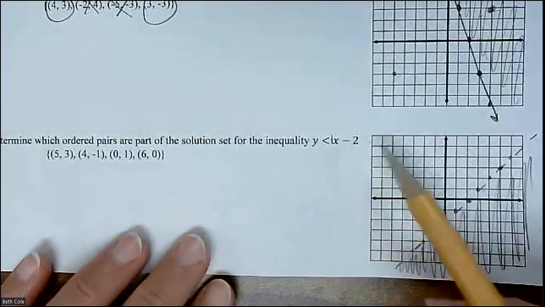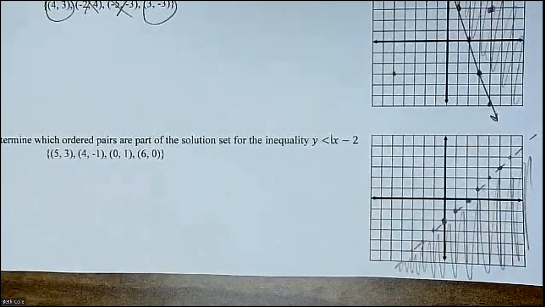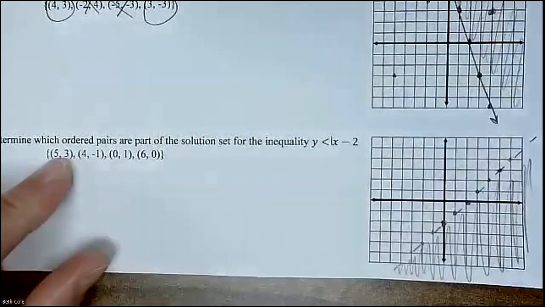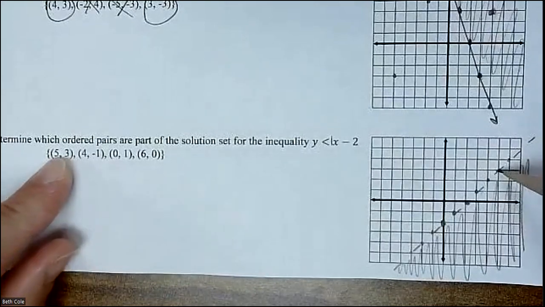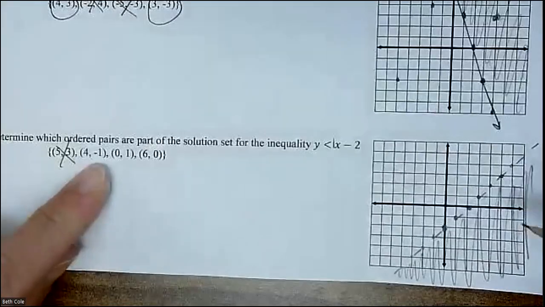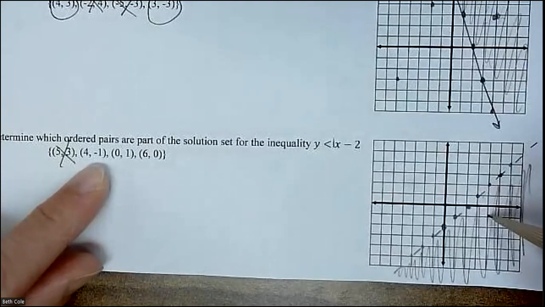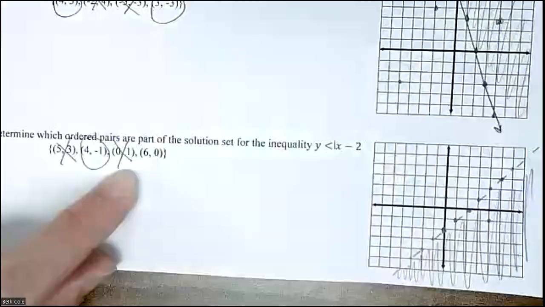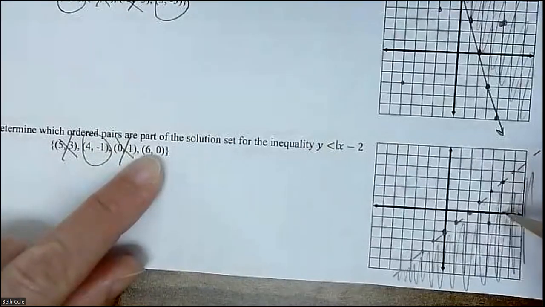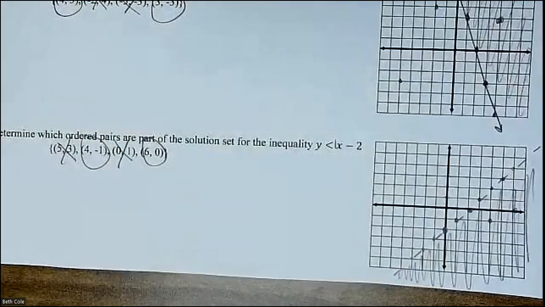It's just that one was kind of set up in a good format, so I didn't really need the calculator. And then we're just going to check each of these points. So 5, 3 is on the line, but that doesn't count since it's dotted. 4, -1 would be right here. That's in the shaded part. We do want that. 0, 1 is right here. That is not in the shaded part. And 6, 0 is right here. That is in the shaded part. So we do want that one.